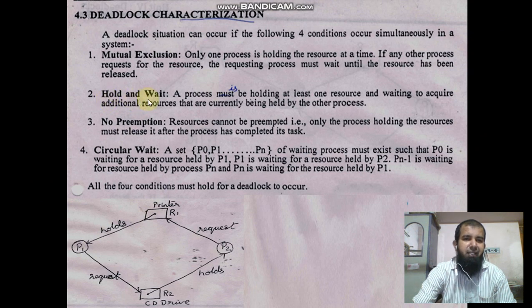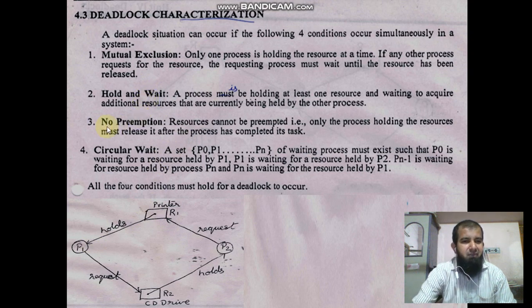Next, hold and wait. A process is holding at least one resource and waiting to acquire additional resources that are currently being held by another process. For example, here P2 holds the CD drive resource. At the same time, P2 wants another resource that is held by P1. That is hold and wait.